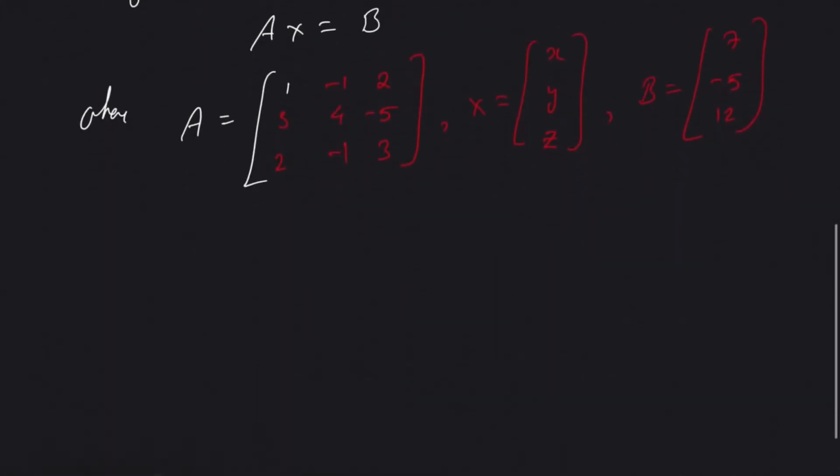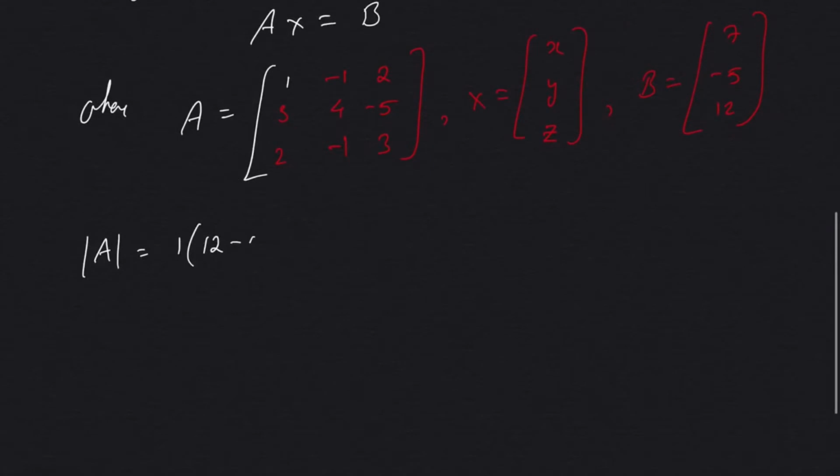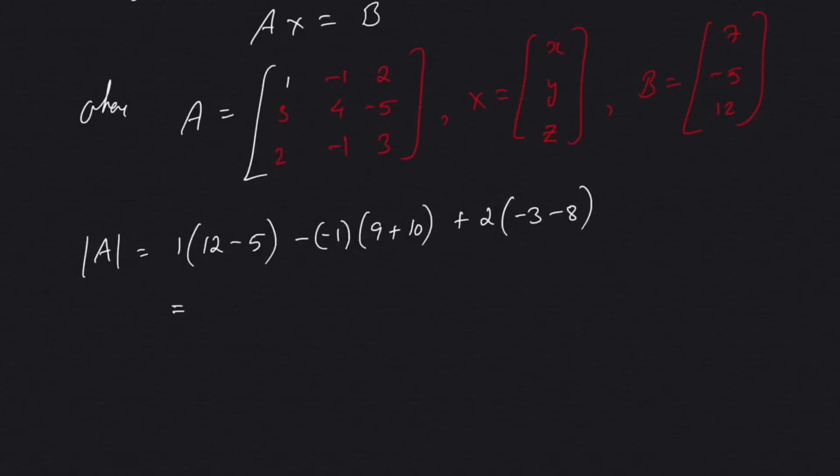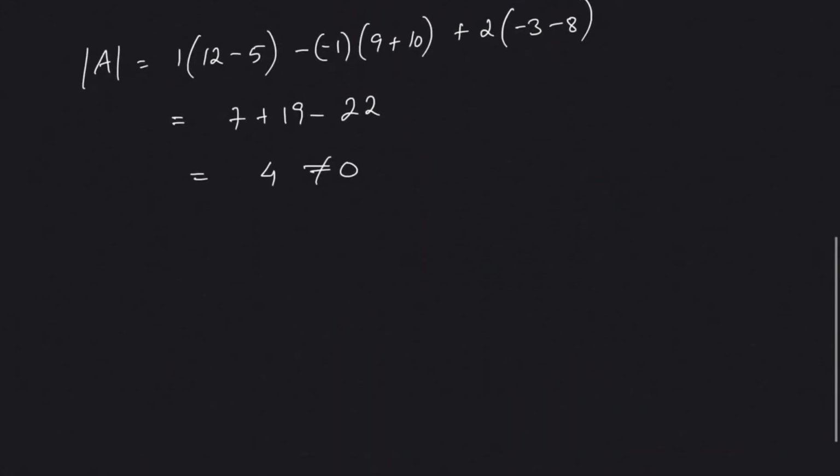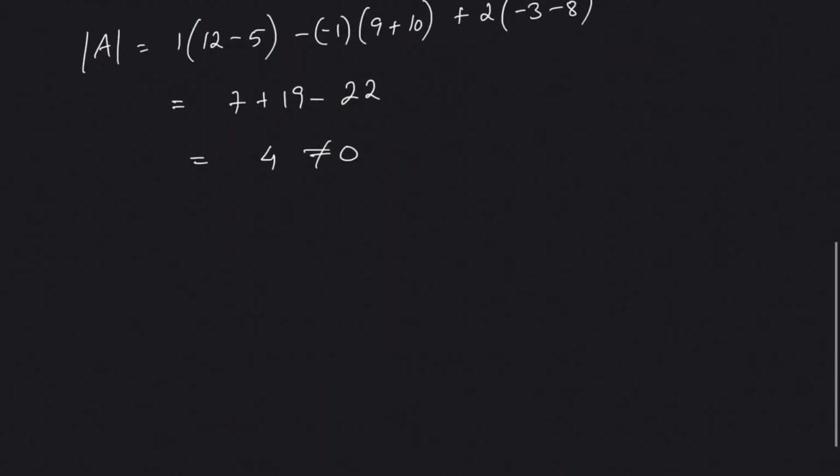Now before we proceed, let's first check whether this will have a unique solution or not by finding out its determinant. So 4 threes are 12, minus 5. I believe that you have already learned how we find out the determinant, so I will not be talking much about the details again. So this will give us 7 plus 19 minus 22. So that will be 7, 26 minus 22, that will be 4, which is not equal to 0. So definitely we know that A is non-singular.